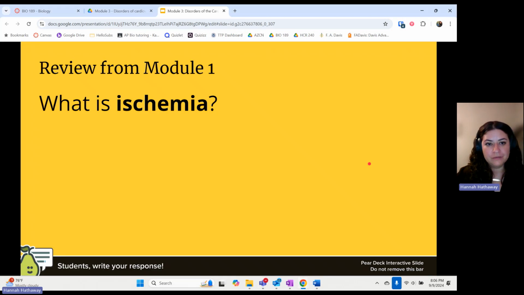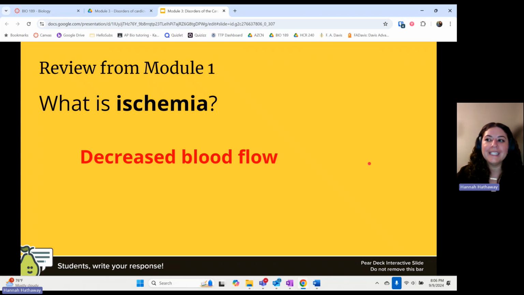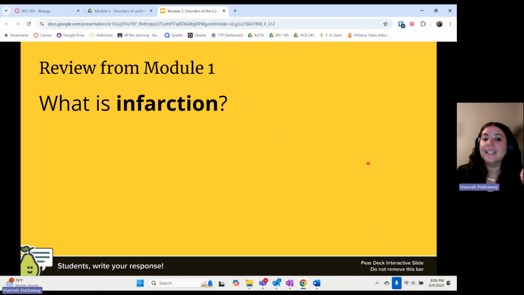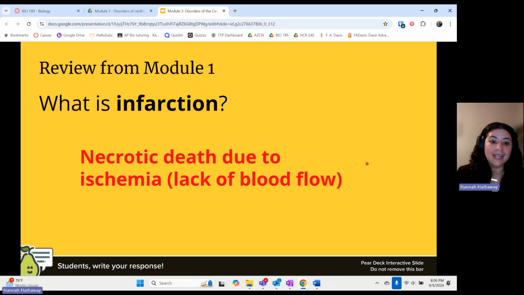A little review from module one. I've already used this term multiple times in this lecture, so hopefully you've already remembered. But what is ischemia? Ischemia is decreased blood flow. So essentially, it's like a blood clot. Blood is just not getting to where it needs to be. That is in contrast to an infarct, or an infarction. An infarction is death. So necrotic death due to ischemia. So they are related, but ischemia causes infarction.